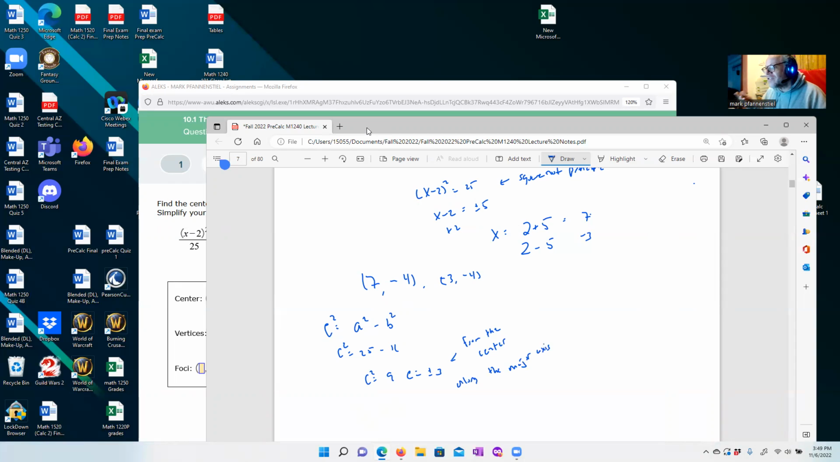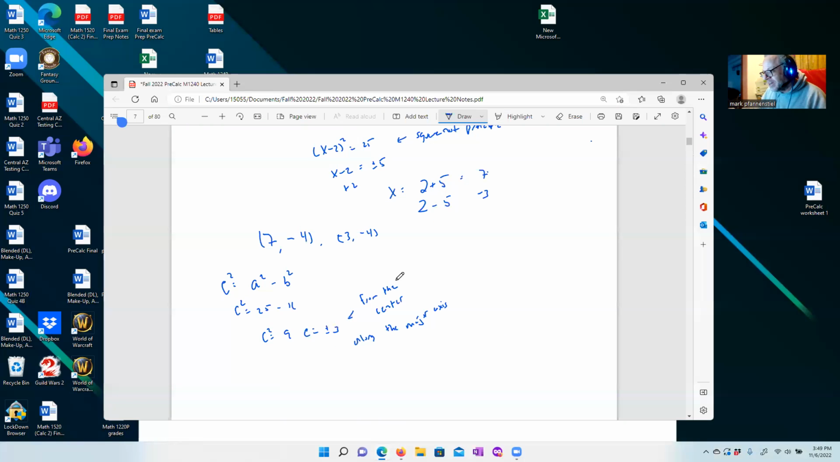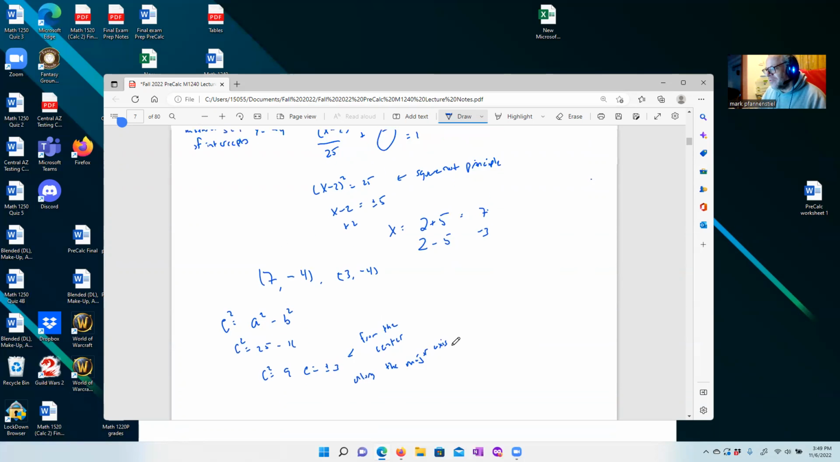There's a lot of stuff you got to remember. There's a lot of stuff you got to keep in your head while you're doing this. It's actually easier with a picture than it is with a list like we've been doing, but that's just the way that this is. So it's plus or minus 3 from the center along the major axis.